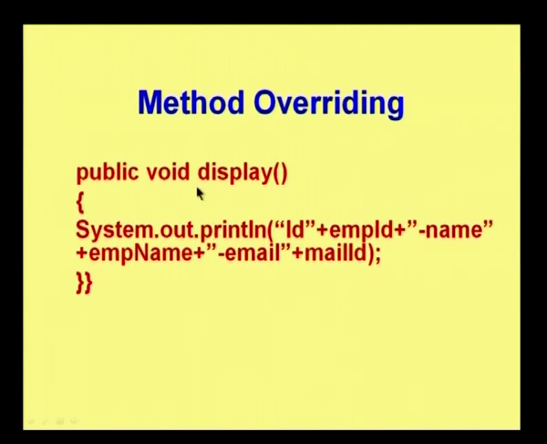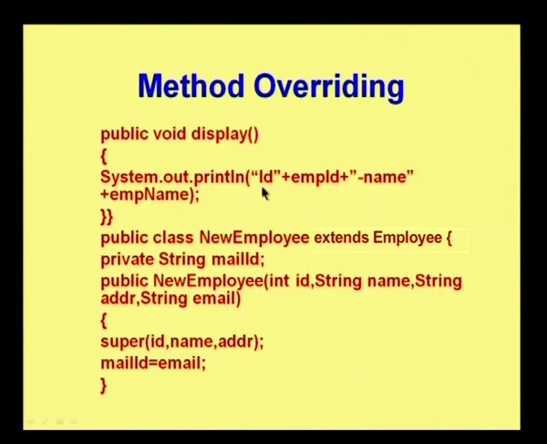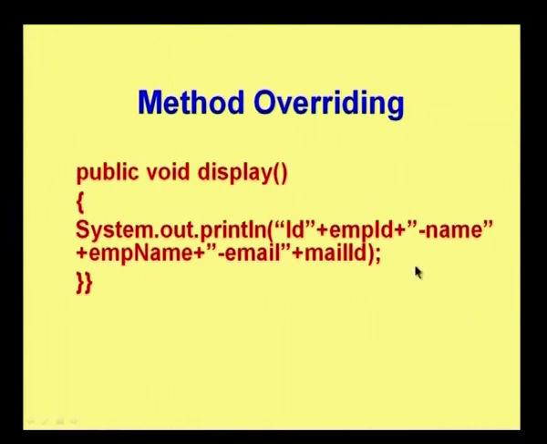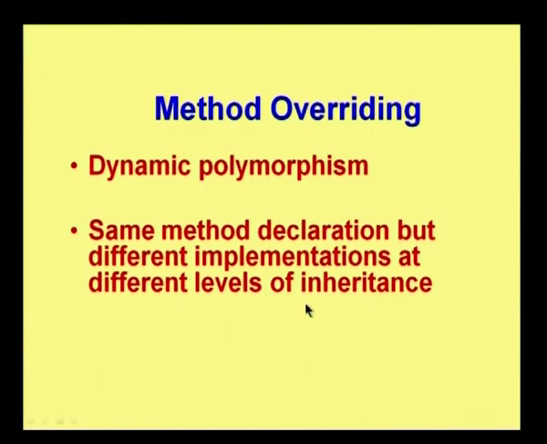Here I have a new display method. You can notice that in your base class you have a display method which displays your ID and name, whereas in your derived class you have ID, name as well as your email ID to be displayed. This is what is said to be method overriding. It means that you have the same display method in your base class and in your derived class: same method declaration, but different implementation at different levels of inheritance. This is what is dynamic polymorphism.